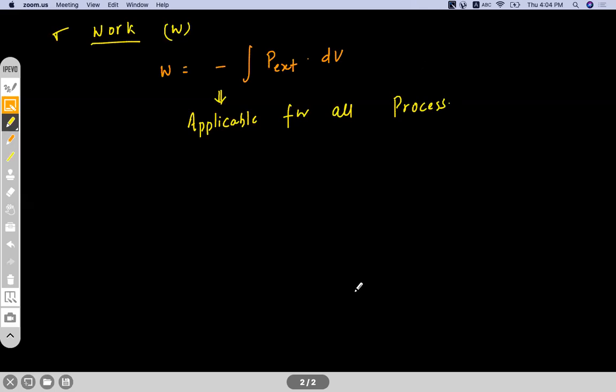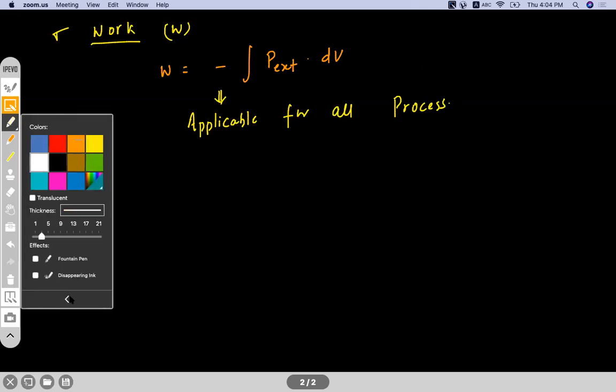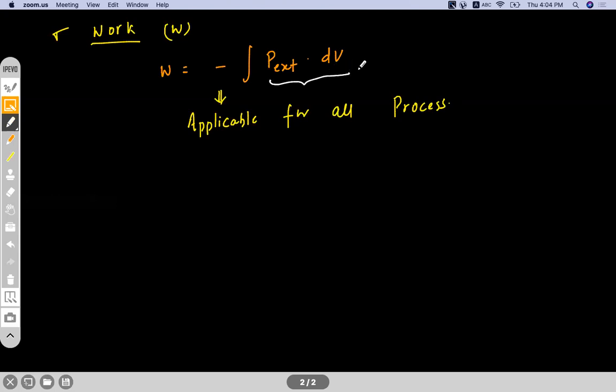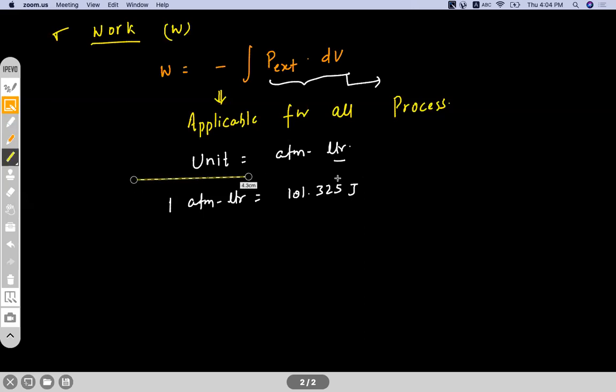Okay. So what is the unit of work done from this? Pressure is in atm and volume is in liter, so the unit is atm liter. And we have also seen the conversion of atm liter into joule. One atm liter is 101.325 joule. You must take care of it because in the options you will get joule without conversion also.